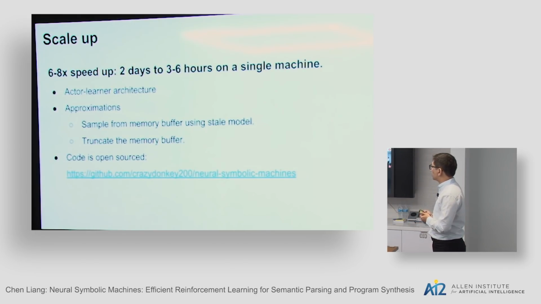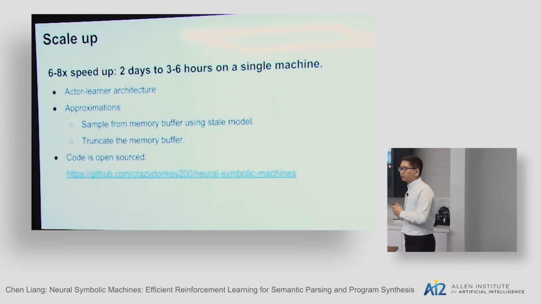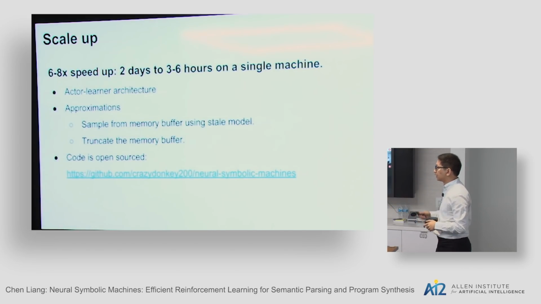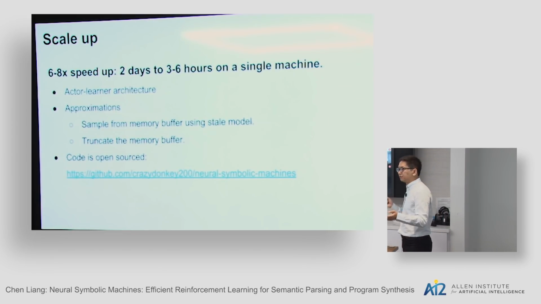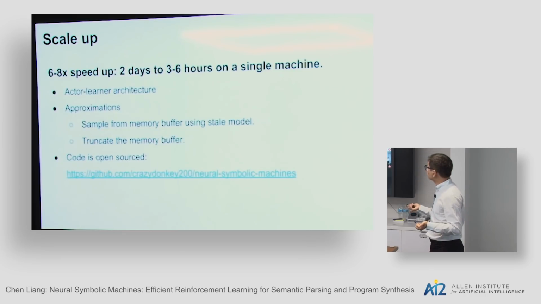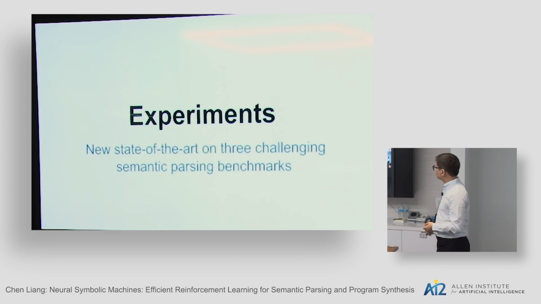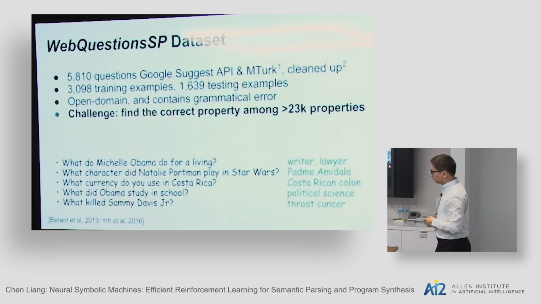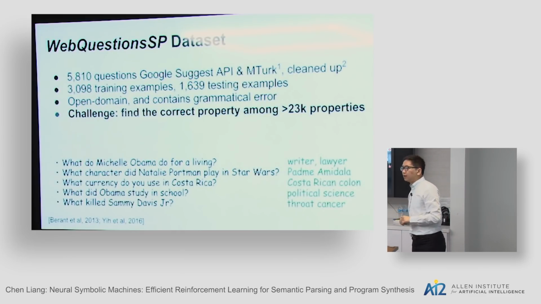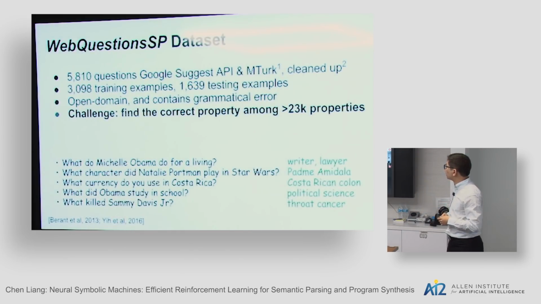Essentially, what we saw is that with the actor-learner architecture, we can address the bottleneck in generating programs and have orders of magnitude speed up. Now the experiments can be finished in just a few hours. Okay, so about the experiments, we evaluate the approach on 3 of the most common benchmarks.